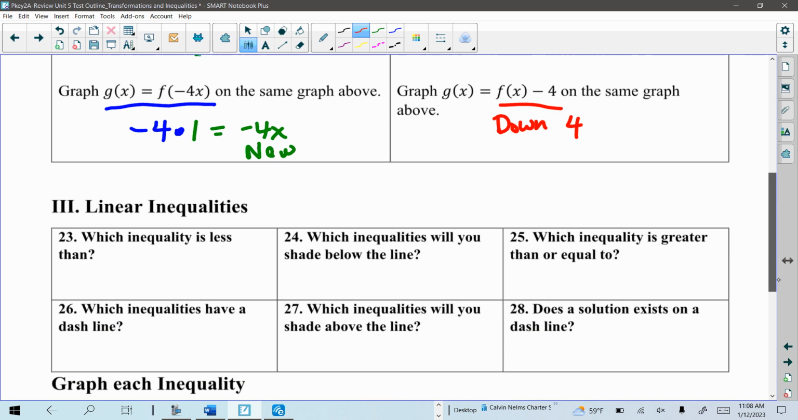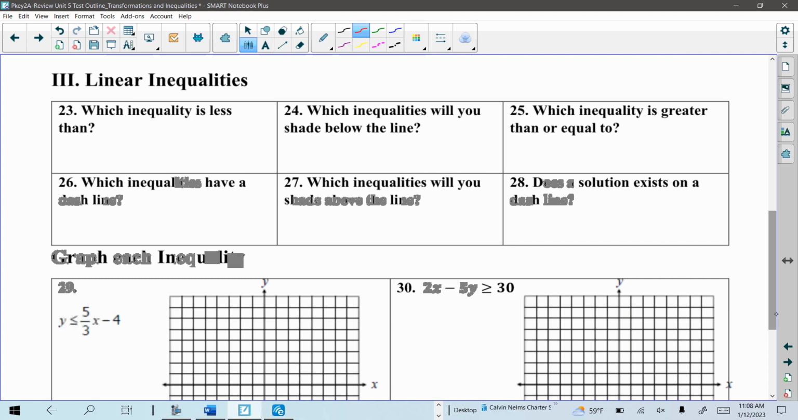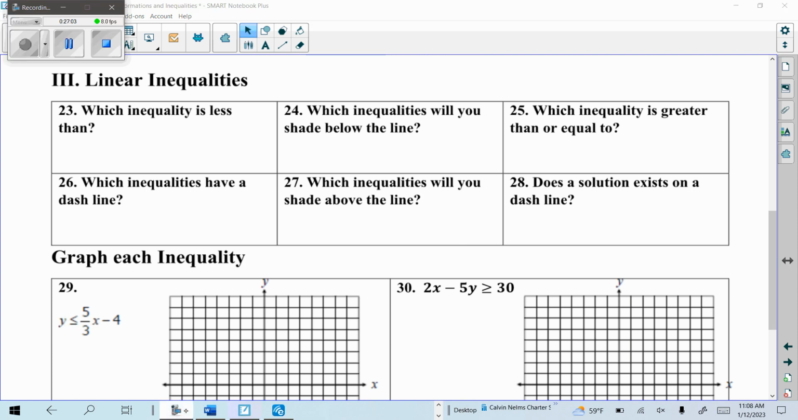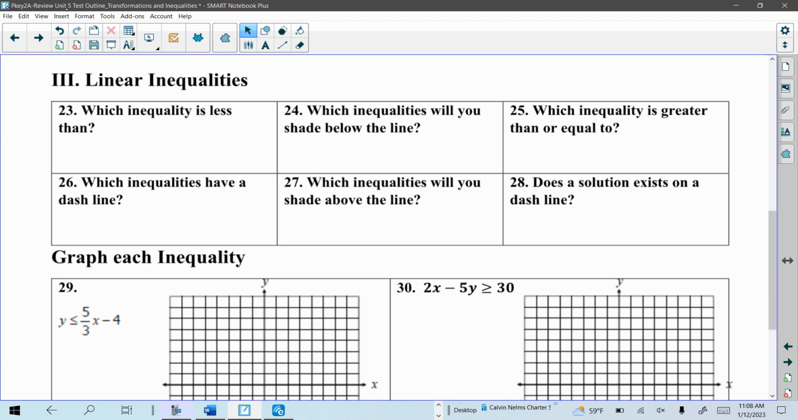All right, so the last section you would be tested on is your inequalities, graphing specifically, okay? Which inequality is less than? You need to know them by heart. It is that one. Check it, see if you picked the right one. Which inequality will you shade below the line? Less than with the line underneath it and just a less than.